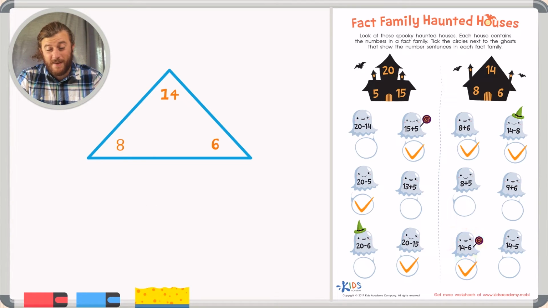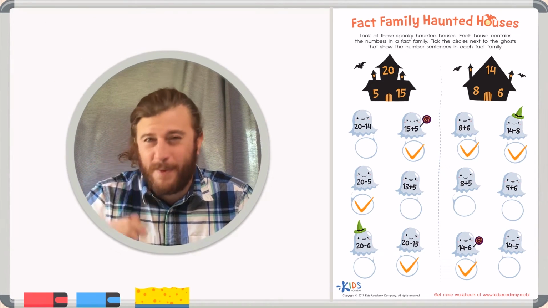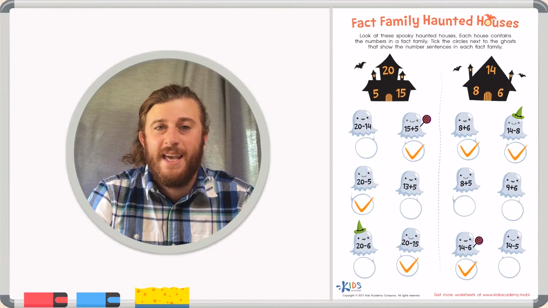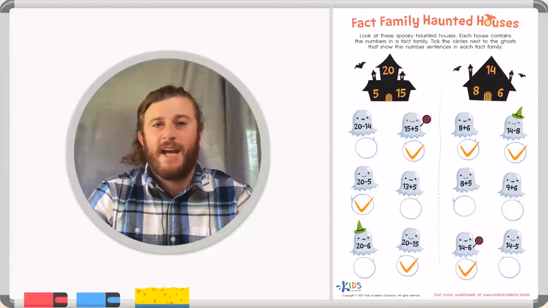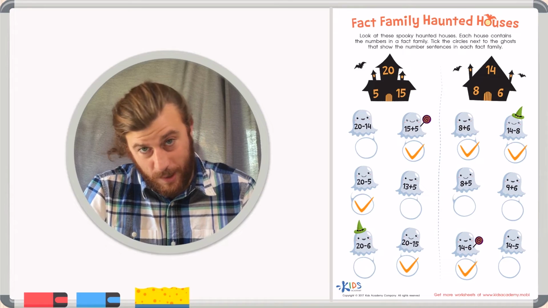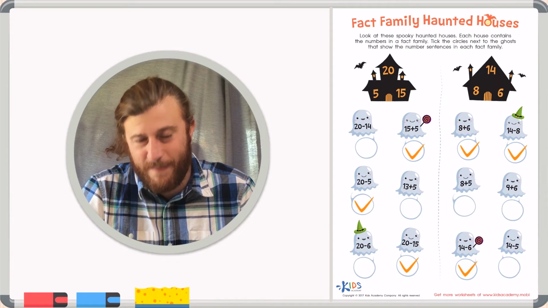And lastly, we have 14 minus 5, and the number 5 does not belong in our fact family, so we know this is not correct. Remember, boys and girls, look to make sure all the numbers belong inside the fact family, and then add or subtract them together to make sure they equal the last number inside the fact family.